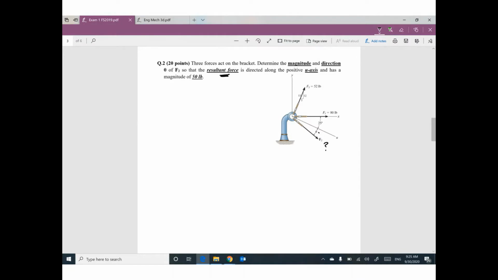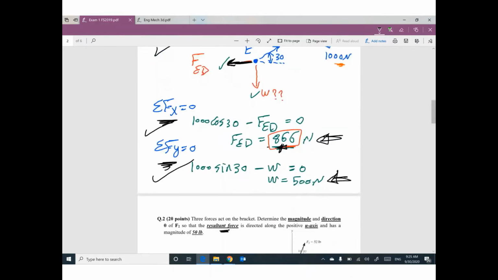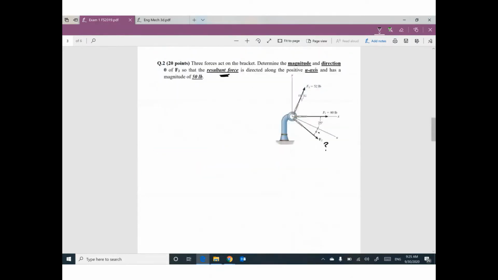We have steps. First step, like we did here, we need to break each force into two components. Let's start with F1. F1 in X direction, how much? F1 in Y direction, how much? F1 is given in X direction as 80. So we have positive 80 in X. We don't have a Y component.